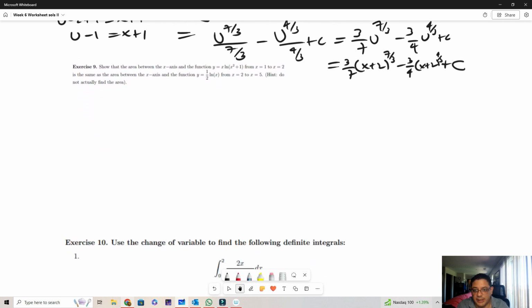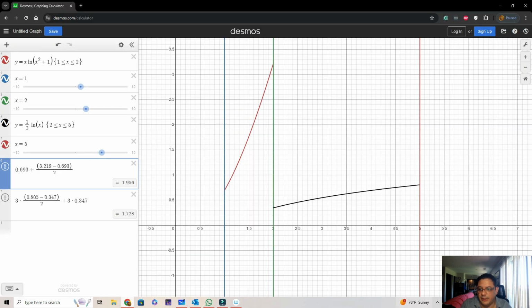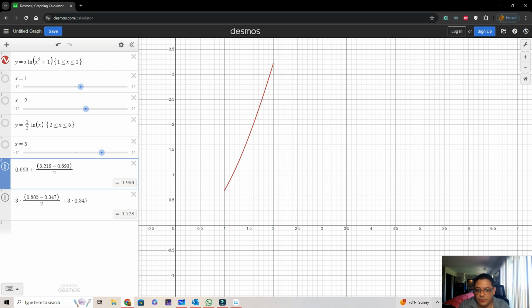So now exercise 9 says that we should show that the area between the x-axis and the function y equals log of x squared plus 1 between 1 and 2 is going to be the same as the area of the function y equals 1/2 log of x between x equals 2 and 5. And we don't want to actually find the area according to this, so what we do is we're going to organize this function. Let me just first introduce you to all the values of the function. The function that you see here is y equals x log of x squared plus 1 between 1 and 2.